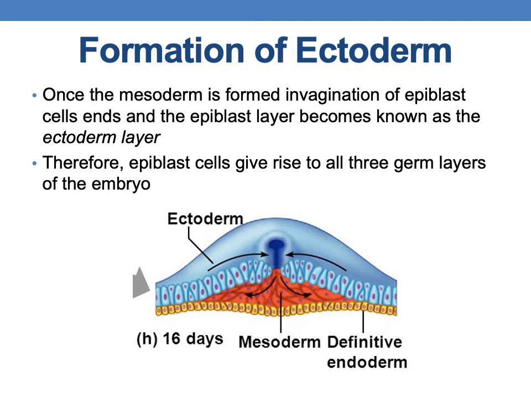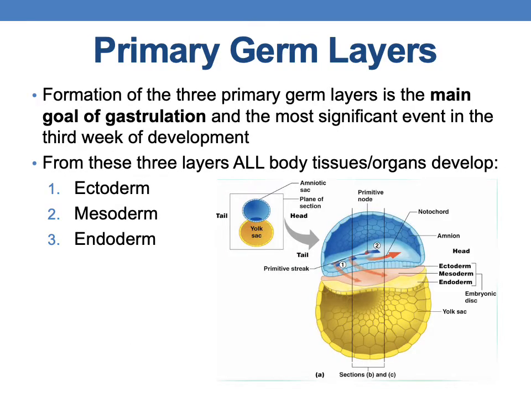So what you have witnessed here is that epiblast cells give rise to all three primary germ layers of the embryo. To reiterate, the formation of the three primary germ layers is the main goal of gastrulation and the most significant event in the third week of development. From these three germ layers, all body tissues, organs, and cells develop. We now are going to look at what these individual layers give rise to as the embryo develops.